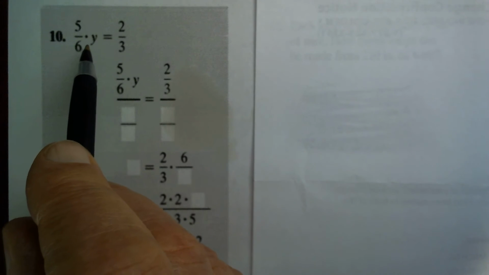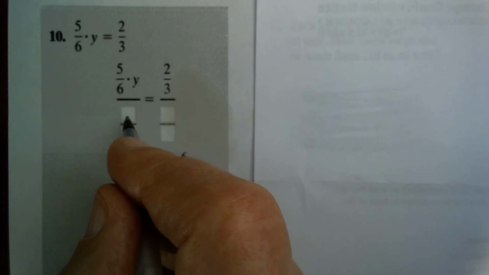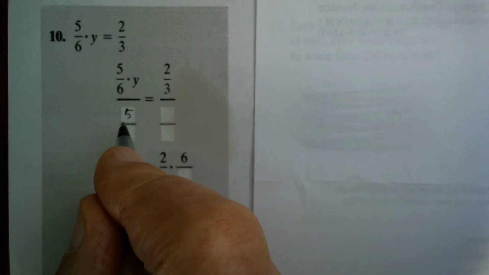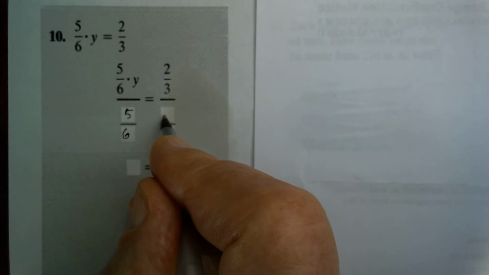The next exercise, number 10, is very similar. 5/6 times y equals 2/3. And since y is multiplied by 5/6, we divide both sides by 5/6. So that means we've isolated y.